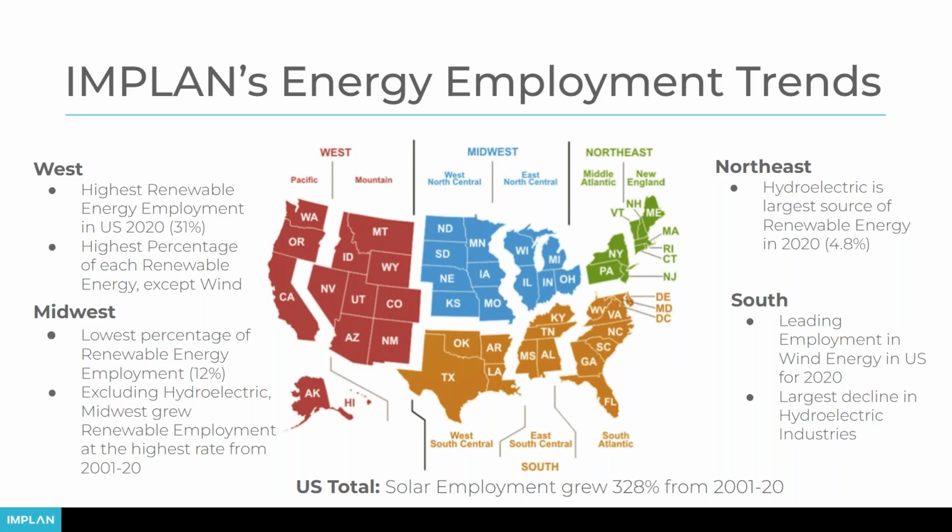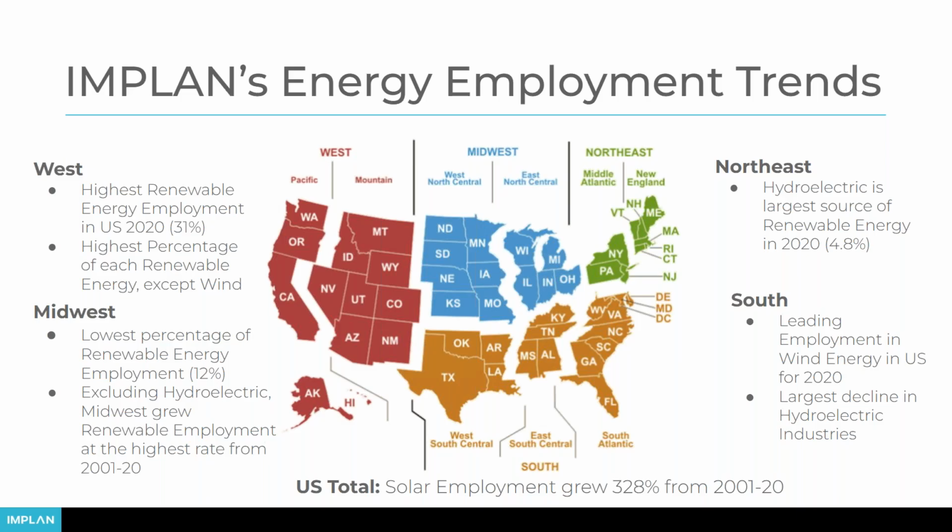Some of the trends that we wanted to look at were related to output, but we did realize that a lot of these industries have been subsidized over the years, so we didn't want that to affect the trends that we were looking at. So instead of looking at output, we decided to focus on employment. Looking at the employment trends across the country in our IMPLAN data, we saw that solar employment grew by the most among renewable energy sectors. We saw an employment increase of 328% over the last 20 years, from 2001 to 2020.